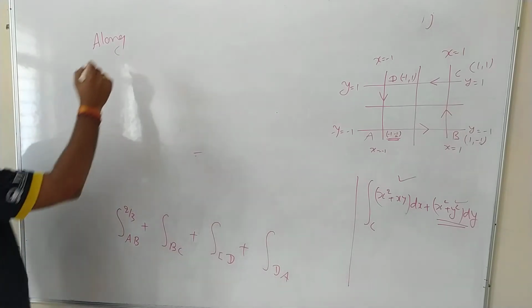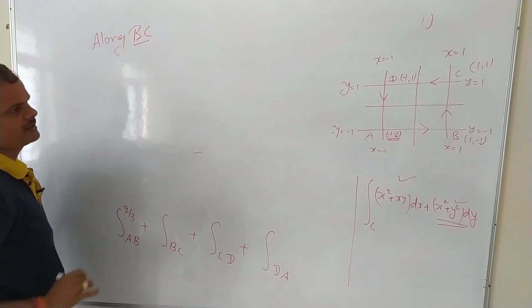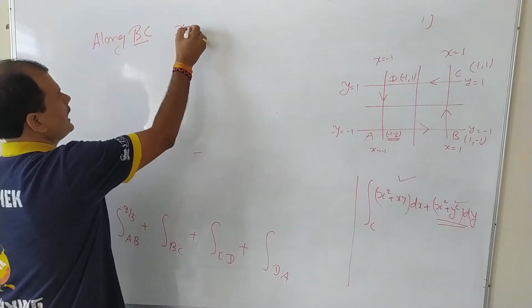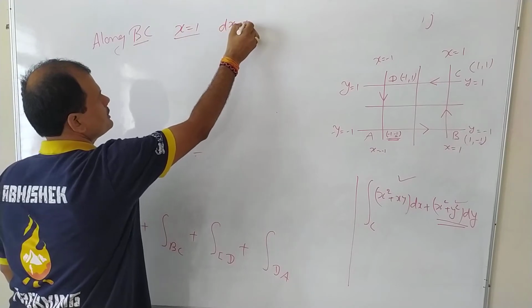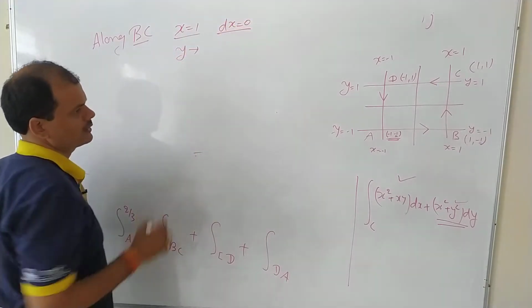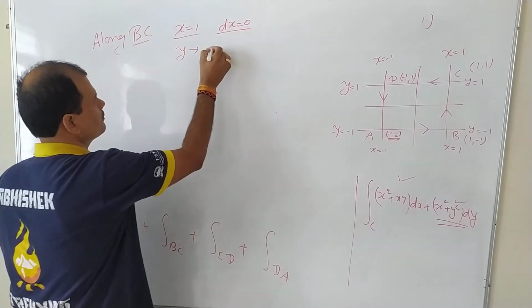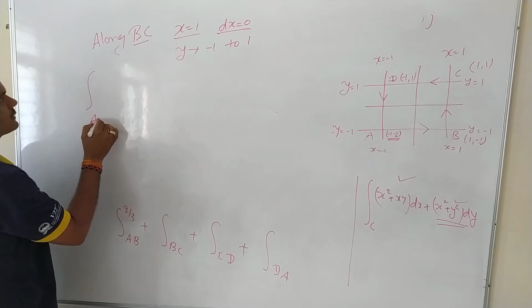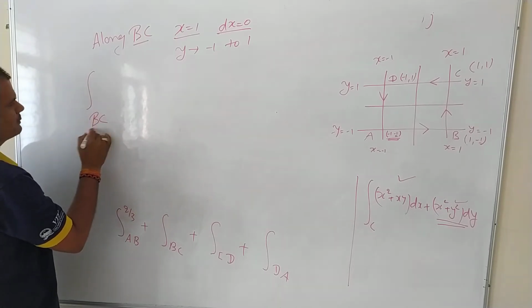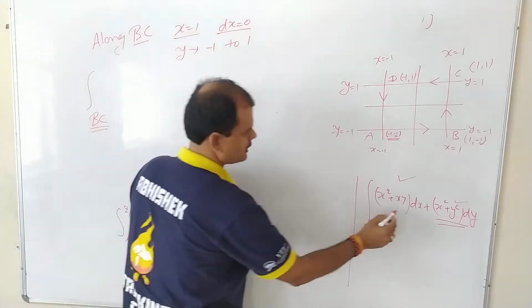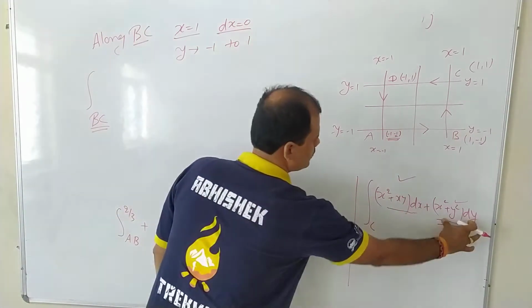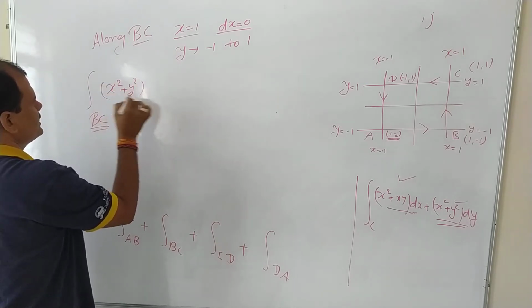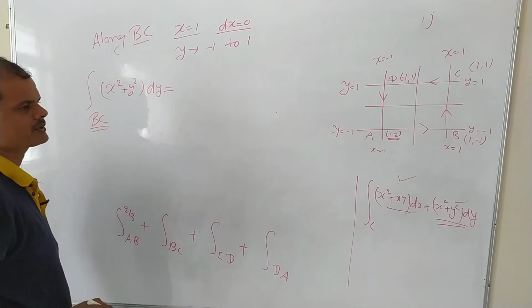Okay, let us see some second line. Along BC, what is happening? Your x equal to 1, so dx will be 0. And what is your y limit? Y limit is -1 to +1. So for this integral along BC, dx will be 0, so this part will be 0 and we get only x square plus y square dy. Dx is 0 along the BC because x is constant.